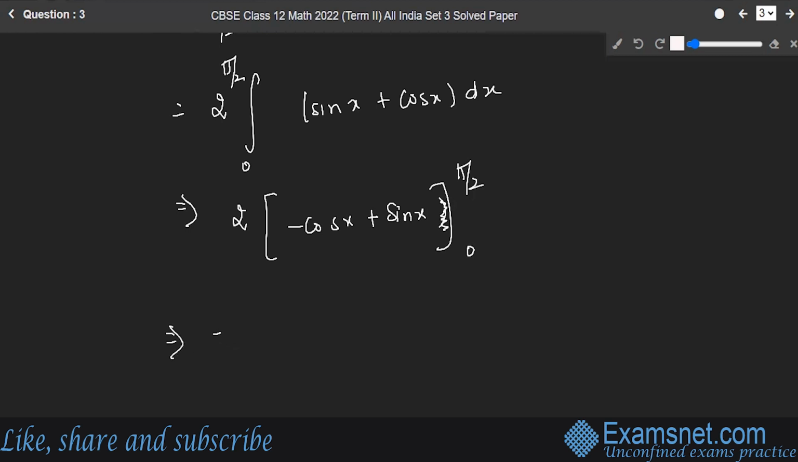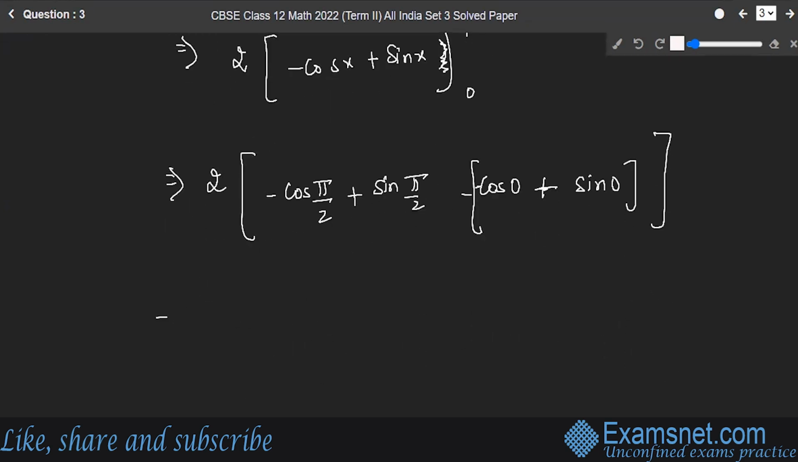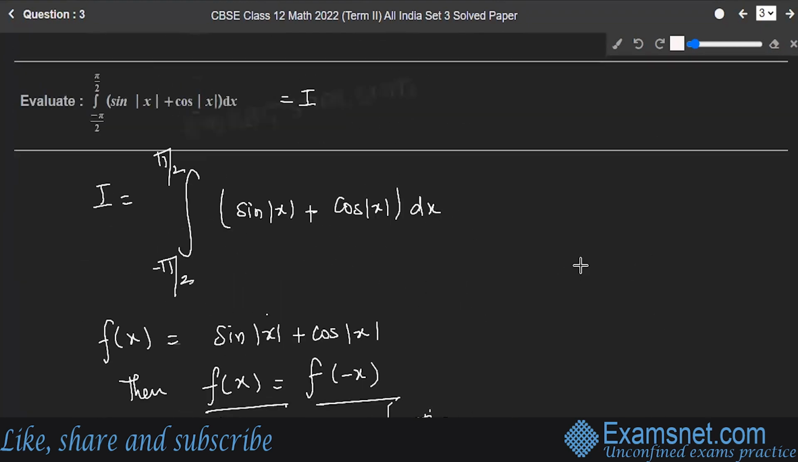So this is 2 into minus cos pi by 2 plus sine pi by 2, minus of minus cos 0 plus sine 0. You know, cos pi by 2 is equal to 0. So this is 0 plus 1, minus of minus 1 plus 0. That is equal to 4. So this is the answer to the question. The integral value for this particular question is equal to 4.